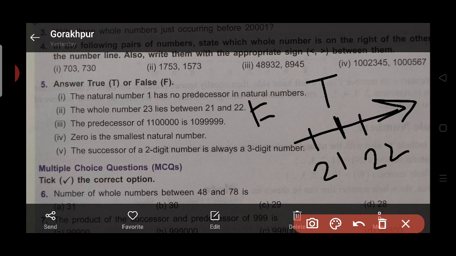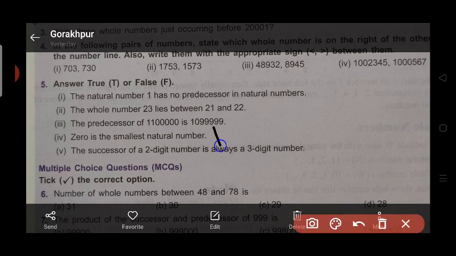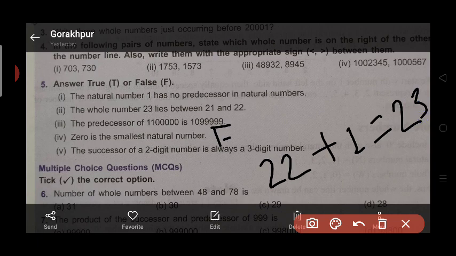The predecessor of 11 lakh is 10,99,999. That is true. We solve it by subtracting 1 from 11 lakh. Okay. 0 is the smallest natural number. That is false because 0 is the smallest whole number. 1 is the smallest natural number. The successor of two-digit numbers is always a three-digit number. That is false. Why so? Because the successor of 22, if we add 1, will be 23, and it's again a two-digit number, not a three-digit number. So this is false.